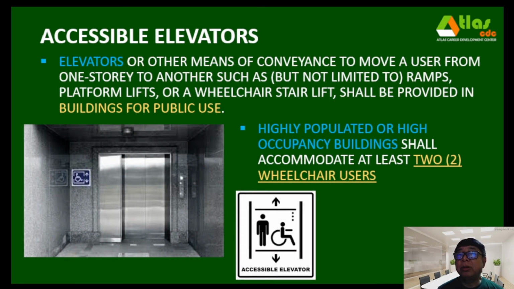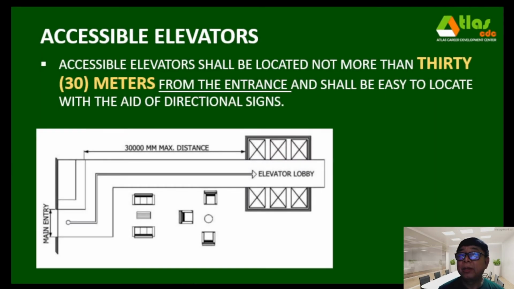So we now go to the requirements for accessible elevators. Elevators or other means of conveyance to move a user from one story to another, such as but not limited to ramps, platform lifts, or a wheelchair stair lift shall be provided in buildings for public use. Now, highly populated or high occupancy buildings shall accommodate at least 2 wheelchair users. Now, the accessible elevator shall be located not more than 30 meters from the entrance and shall be easy to locate with the aid of directional signs.